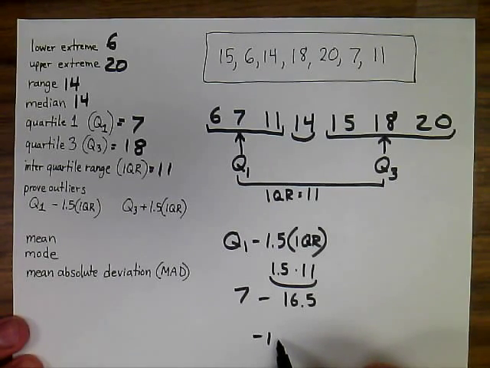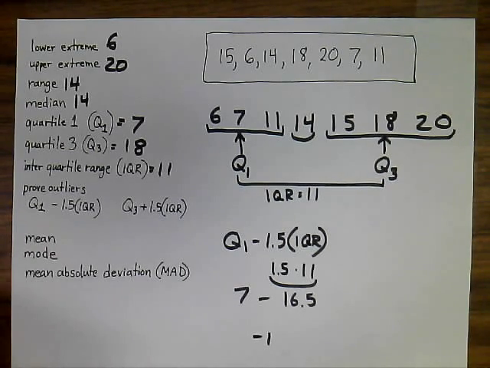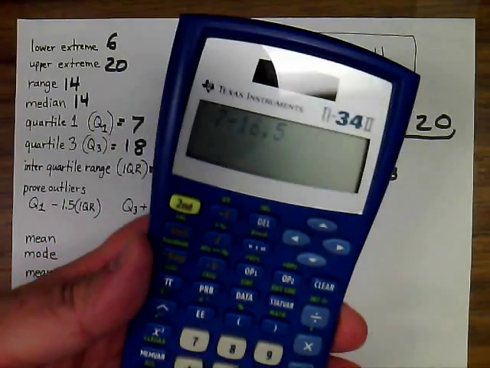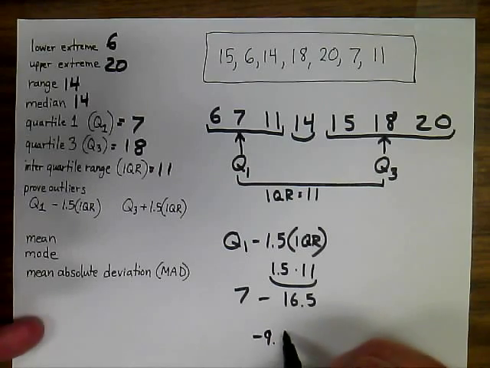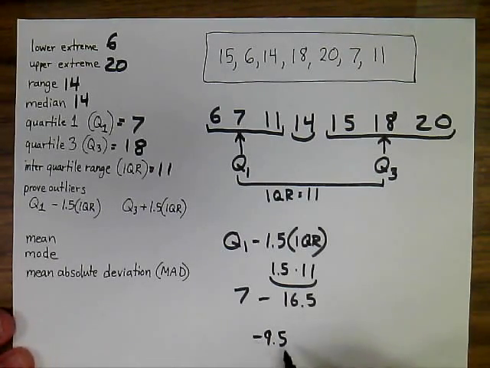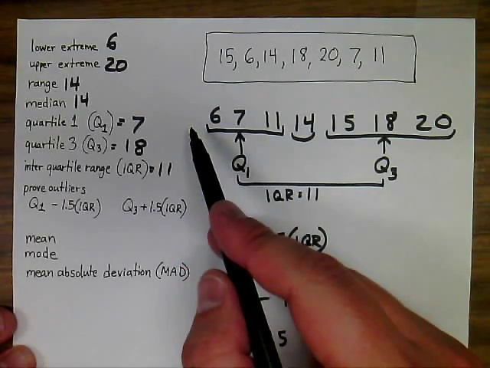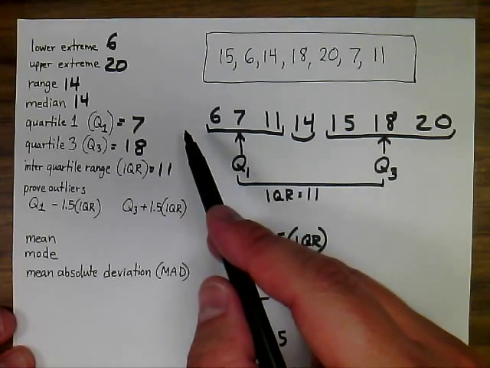I'm sorry, I want to make sure I get this right. So 7 minus 16.5 is going to give me a negative 9.5. Sorry about that. And I thought I had calculated that ahead of time. And clearly there's no numbers to the left of our data that are negative 9.5 or lower. So there's no outliers on the left-hand side of this data.